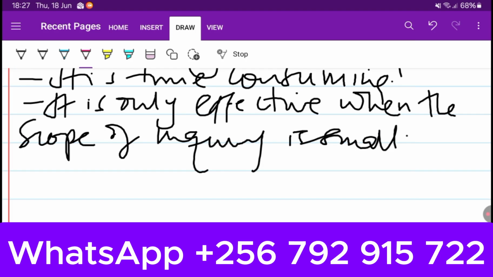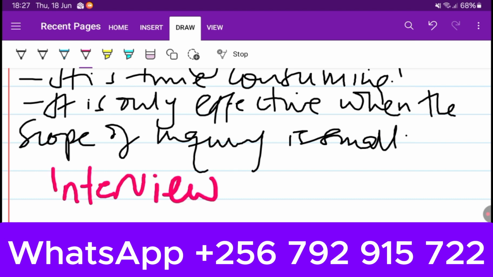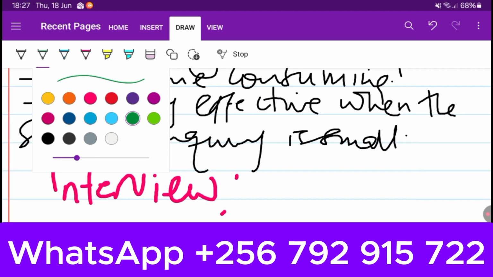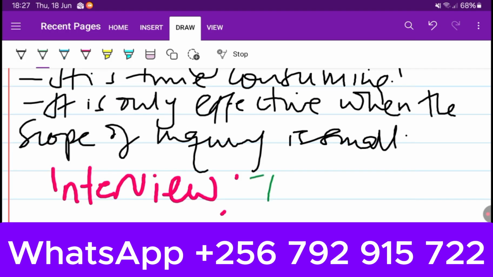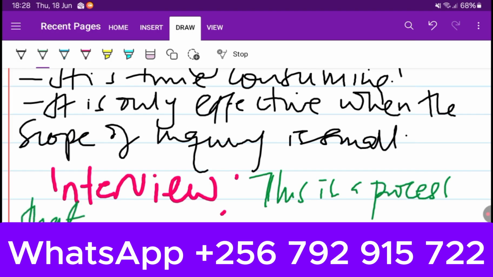So let's finalize with the interview as our last method of data collection in primary data. So this is the process. An interview is a process that involves individuals.